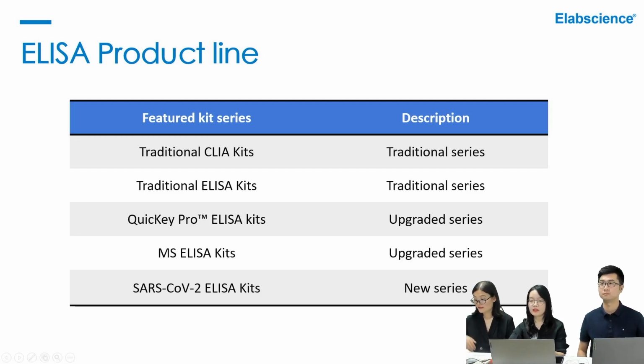And the MS ELISA kits are specially designed for mouse item detection, which can effectively meet the needs of the small sample size of the mouse by reducing the volume to only 35 microliters or 25 microliters. And the SARS-CoV-2 ELISA kit is our new series, and it contains a full range of COVID-19 related test kits that can be used for its research and prevention.